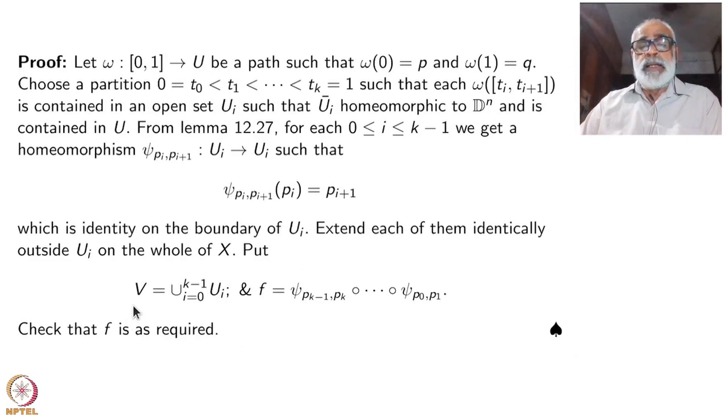After that, take V equal to the union of these Ui's, and f equal to the composition: p0 to p1, p1 to p2, up to p_{k-1} to pk. So this will map p0 to p1, the second one will map p1 to p2, the last p_{k-1} to pk, and the composition will map p0 to pk. What are these pk's? You start with omega of 0, this is p0, omega of 1 is your q, which is pk. So omega of ti is pi.